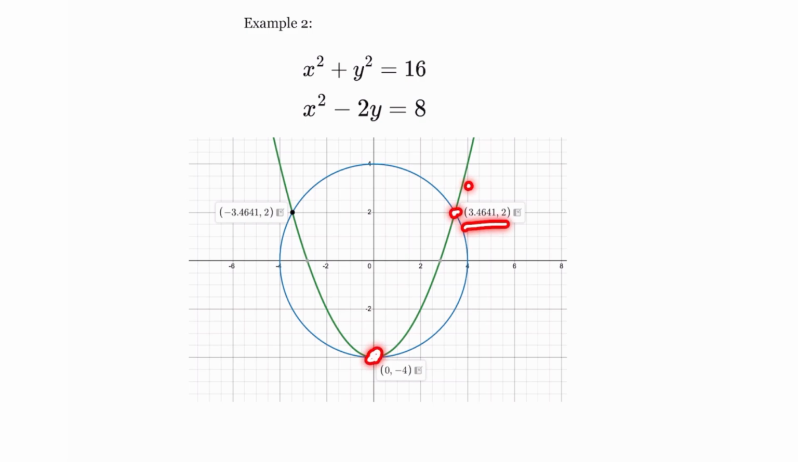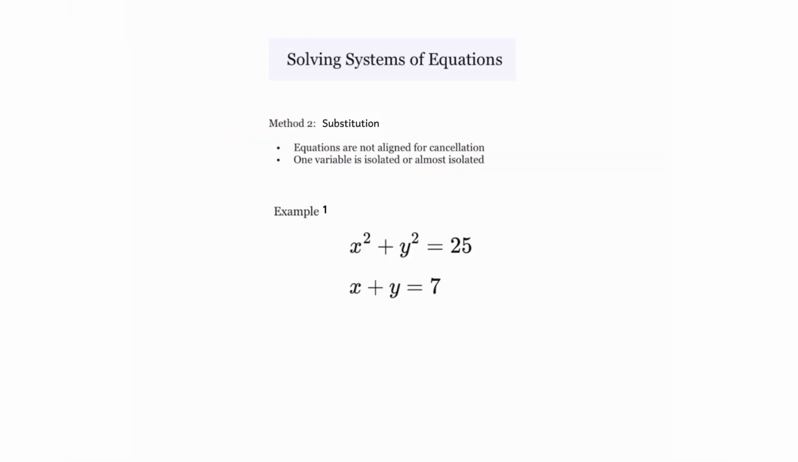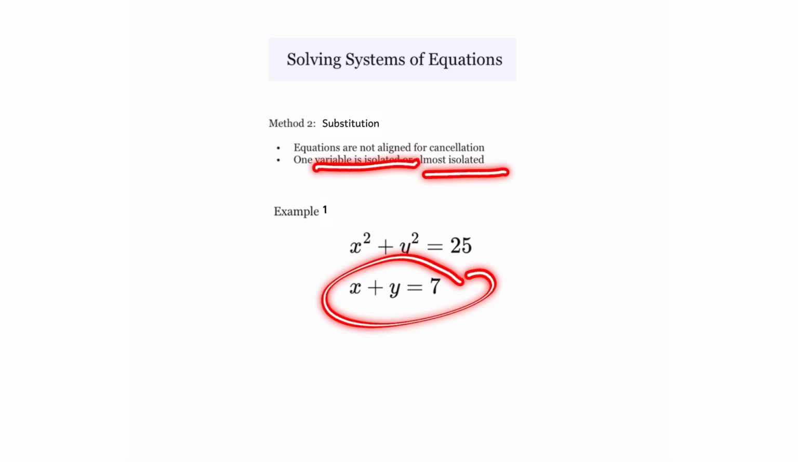So I just want to point out that the value on the right is indeed root 12, and the value on the left is negative root 12. Now moving on to the second method, substitution. We use this when the equations are not aligned for cancellation and when one variable is isolated or almost isolated.